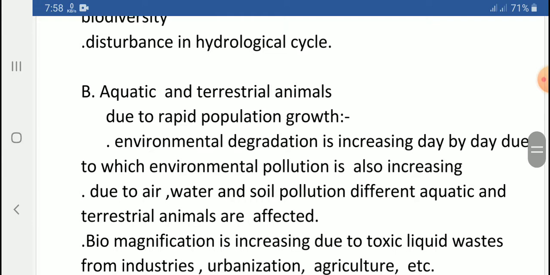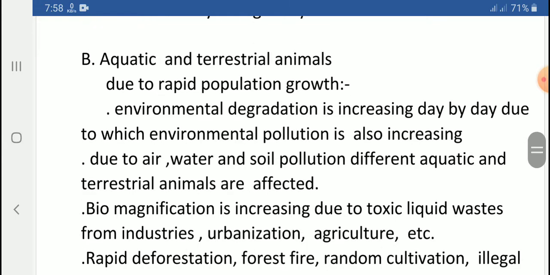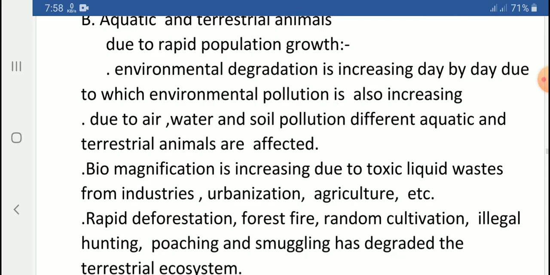Now comes aquatic and terrestrial animals. So how has it affected aquatic and terrestrial animals? Due to rapid population growth, environment degradation is increasing day by day.